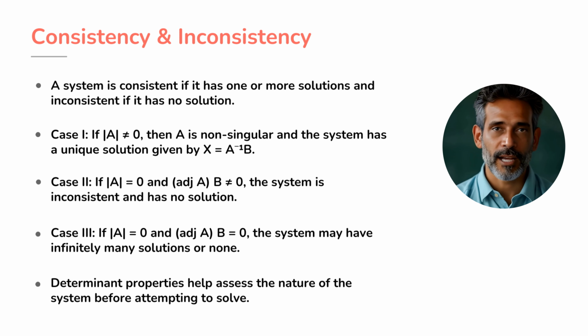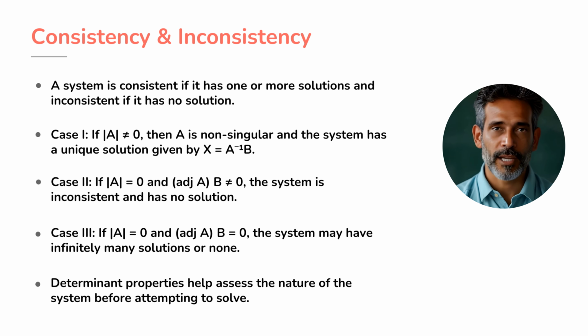Now let's understand how we classify systems of equations. We call a system consistent when it has one or more solutions. It is inconsistent if no solution exists. To test this, we compute the determinant of matrix A, which is mod A.